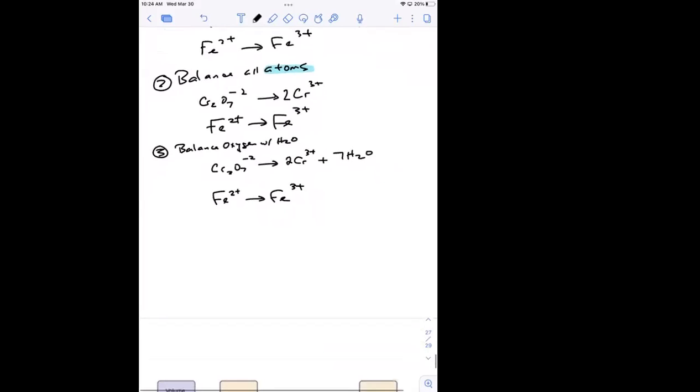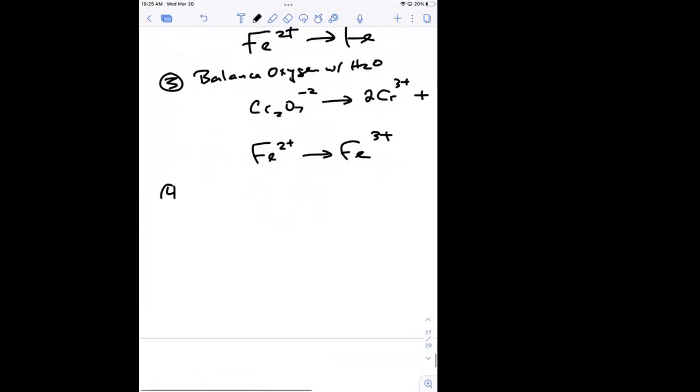All right, so we balanced oxygen. Now the next step is to balance hydrogen.